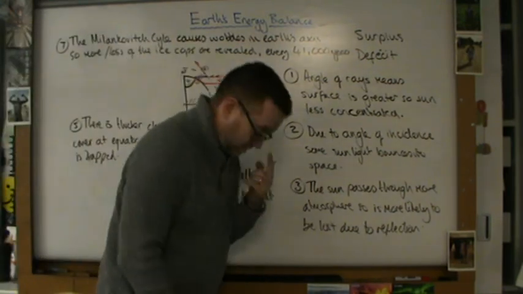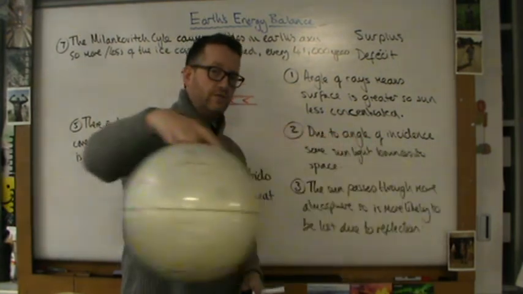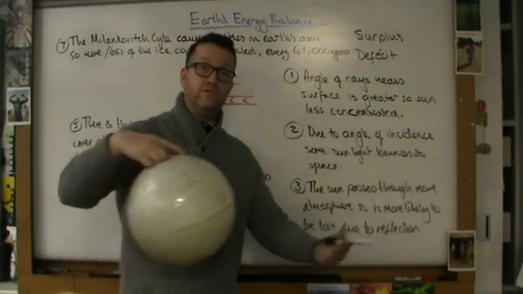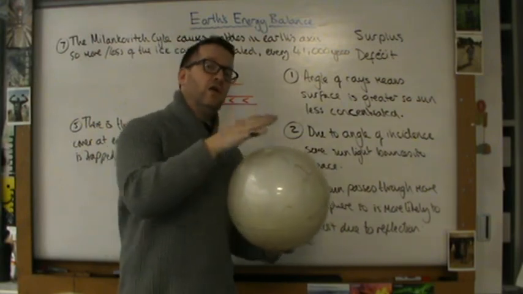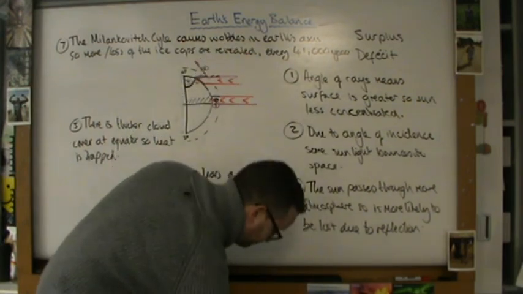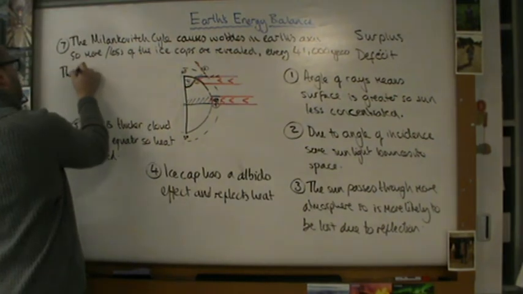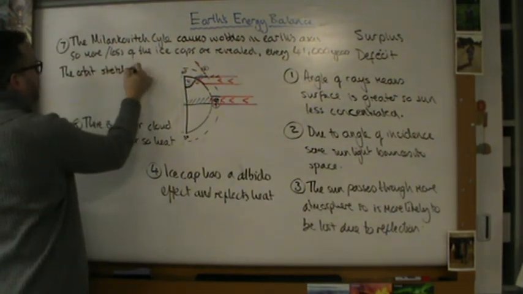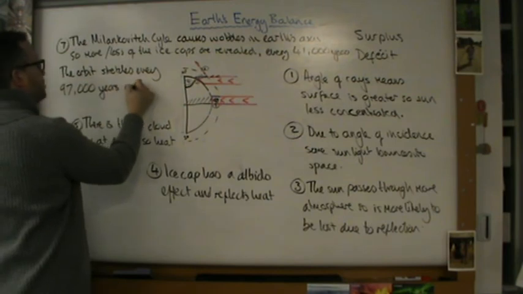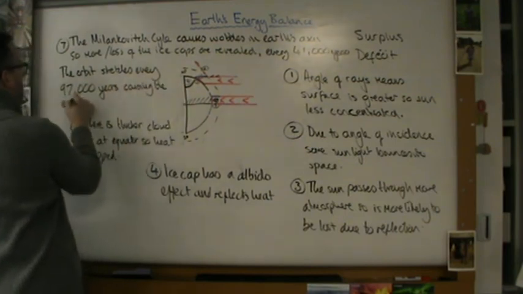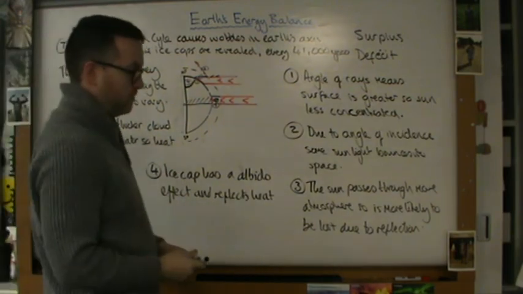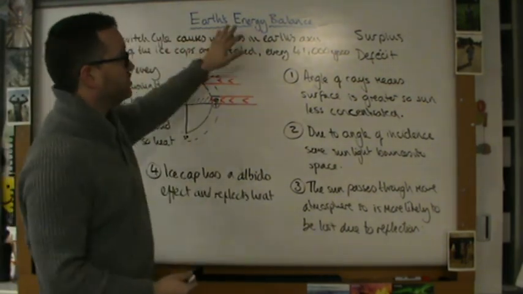Also, the Milankovitch cycle means that as the world goes around the Sun, its orbit is not a perfect circle. Its orbit is in fact a stretched ellipse, and therefore the distance between the Sun and the Earth varies, and that causes the amount of solar energy received to vary. The orbit stretches every approximately 97,000 years, causing the energy received to vary. And that's it. That's 8 marks for the energy balance.